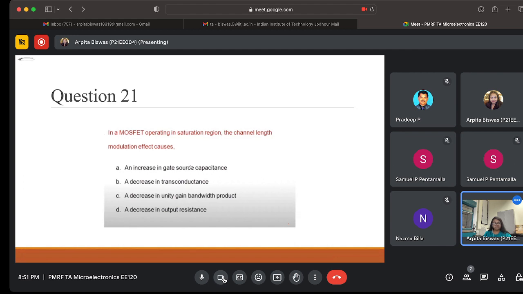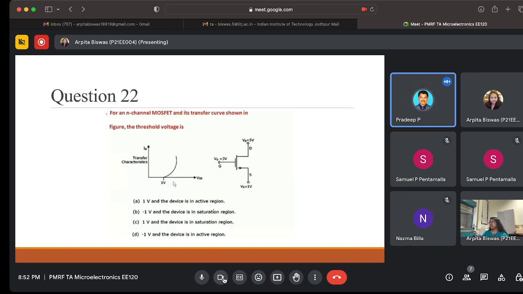Decrease in output resistance, madam. RDS equal to 1 by lambda ID. R0 equal to 1 by lambda ID, where lambda is the channel length modulation parameter. Yes, so the right answer is a decrease in output resistance. Okay. Yes, ma'am. Okay, and this is the last question.